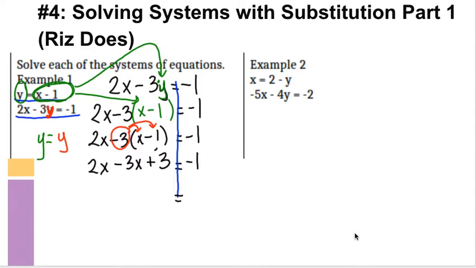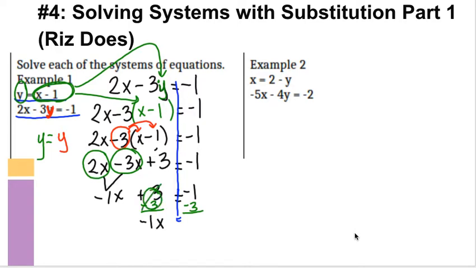Now I look at my left side, I have some like terms. I see 2x and a negative 3x. So if I combine those they become negative 1x. Bring down my plus 3 equals negative 1. Going to keep going, use some inverse operations and zero pairs here. So I see this add 3, so instead I'm going to subtract 3. That creates a 0. So now I've got negative 1x equals negative 4. Now the only thing that I have left to do is to do the inverse operation of multiplication and divide. So now I've got x is equal to positive 4.